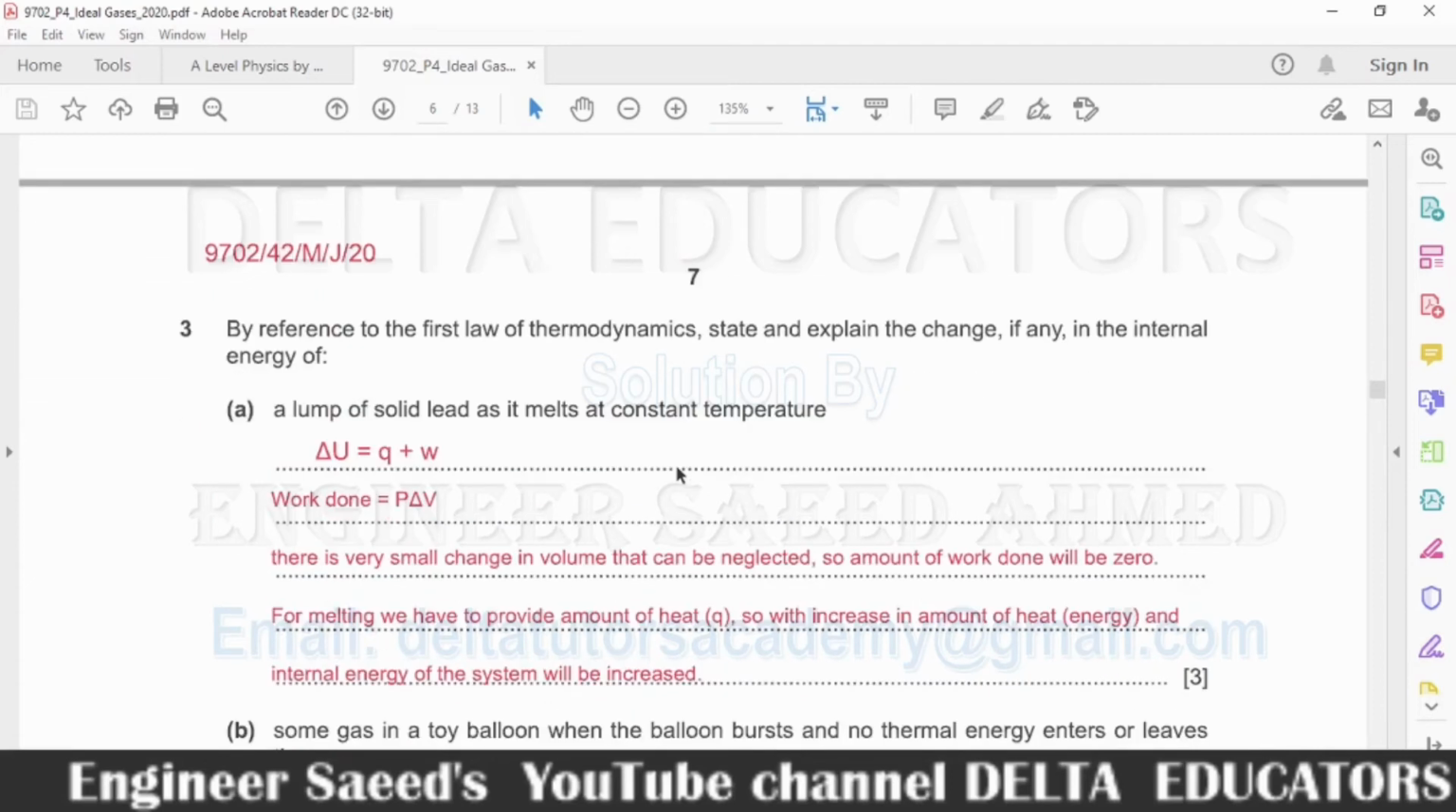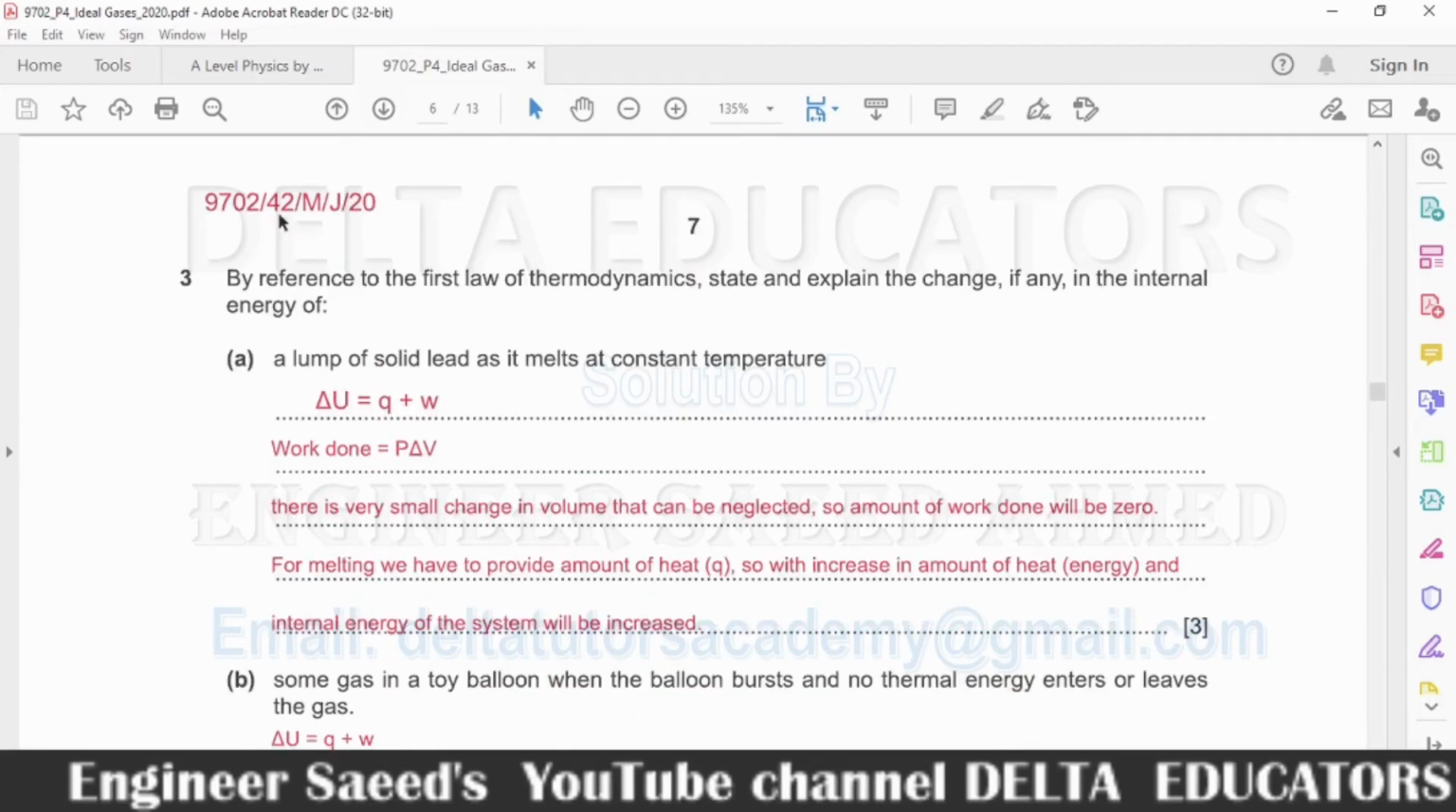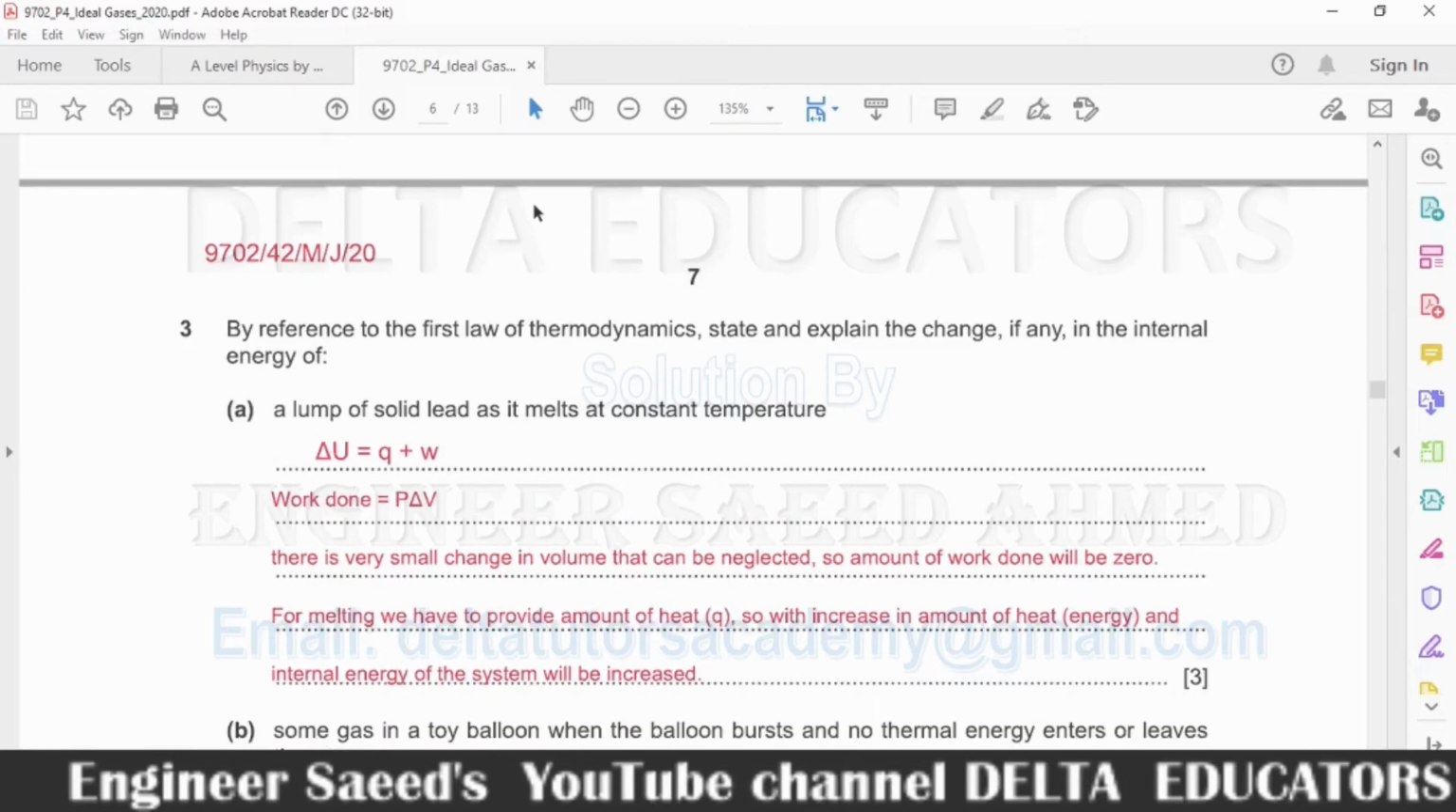Now next question, it is also from paper 4 variant 2. It is question number 3 in the paper. Previous question was also from paper 4 variant 2 of May June 2020, and that question was question number 2. Now it is question number 3 from paper 4 variant 2. By reference to the first law of thermodynamics, state and explain the change, if any, in the internal energy of a lump of solid lead as it melts at constant temperature.